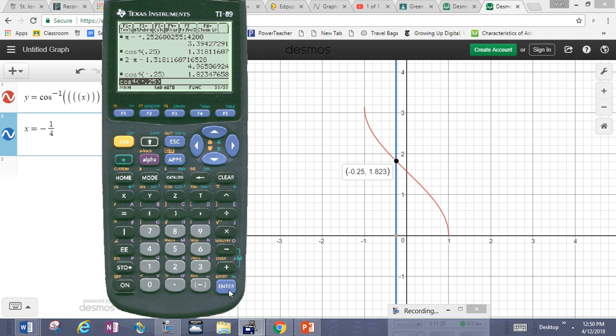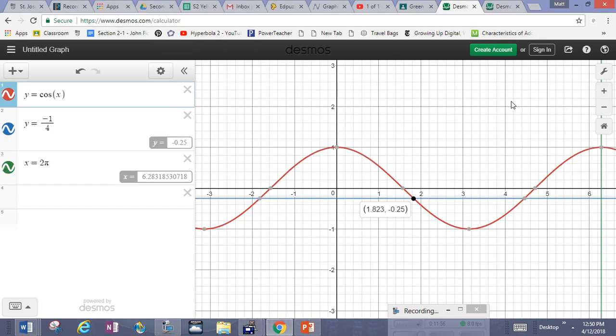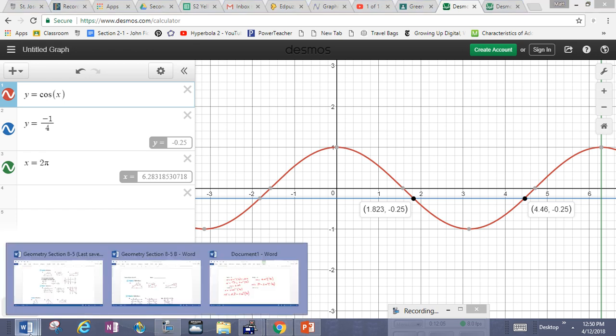And what's the second answer? Well, I bet it's 2 pi minus that. So let's go back. Second time around, we're going to say 2 pi minus that value, and that's going to give us 4.45. Let's look. 4.45. There it is.